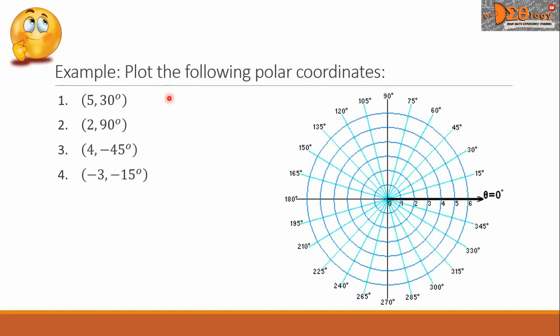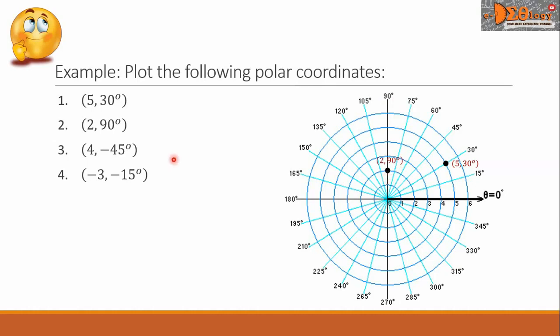Let us now plot the first point, 5, 30 degrees. First, let us locate the 30 degrees. Since that is positive, we will do it on a counterclockwise direction. So this is the 30 degrees and we will plot 5 units for the radius. So now this is the point 5, 30 degrees. The next point is 2, 90 degrees. Let us plot the 90 degrees on a counterclockwise direction. This is the 90 degrees. And let us now put the radius with 2 units. So the point 2, 90 degrees is here.